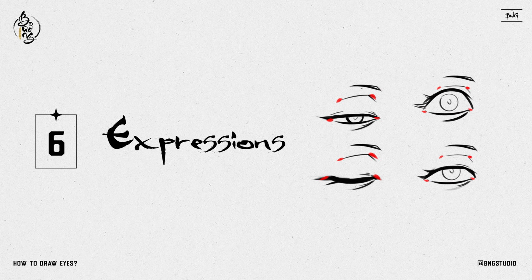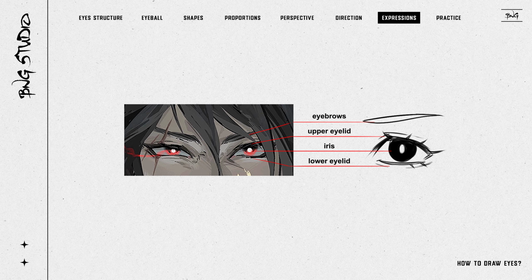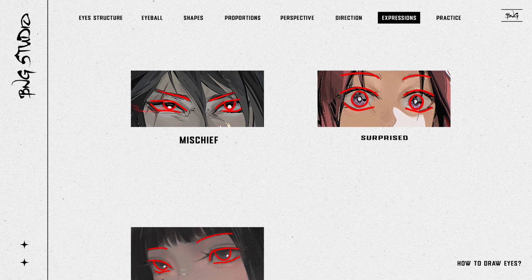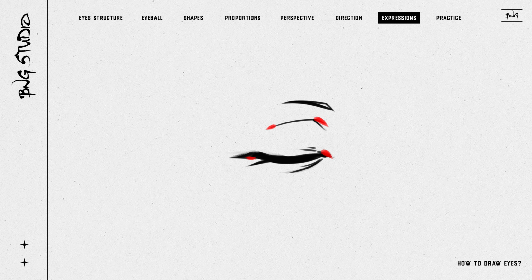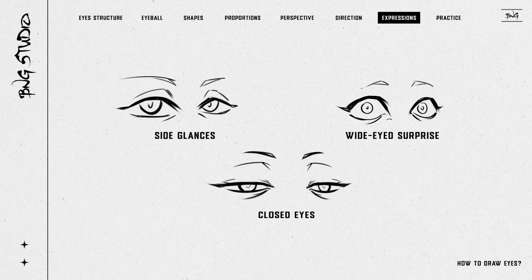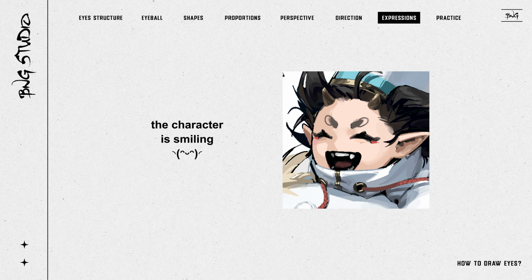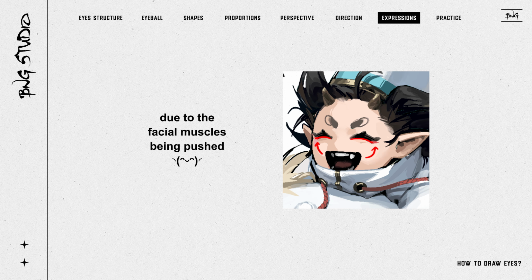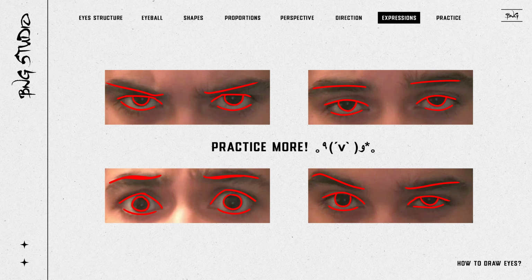6. Expressions. When you want to draw and express emotion in eyes, pay attention to the upper and lower eyelid, eyebrows, and iris. These are the main elements that express the character's emotions. A smart tip: the lower eyelid usually moves less or stays almost fixed. Expressions like side glances, wide-eyed surprise, or closed eyes are mainly conveyed through the upper eyelid and eyebrows. In the context that the character is smiling, the lower eyelid is slightly curved upward due to the facial muscles being pushed. Look for references of eyes to analyze these 3 elements and practice more.